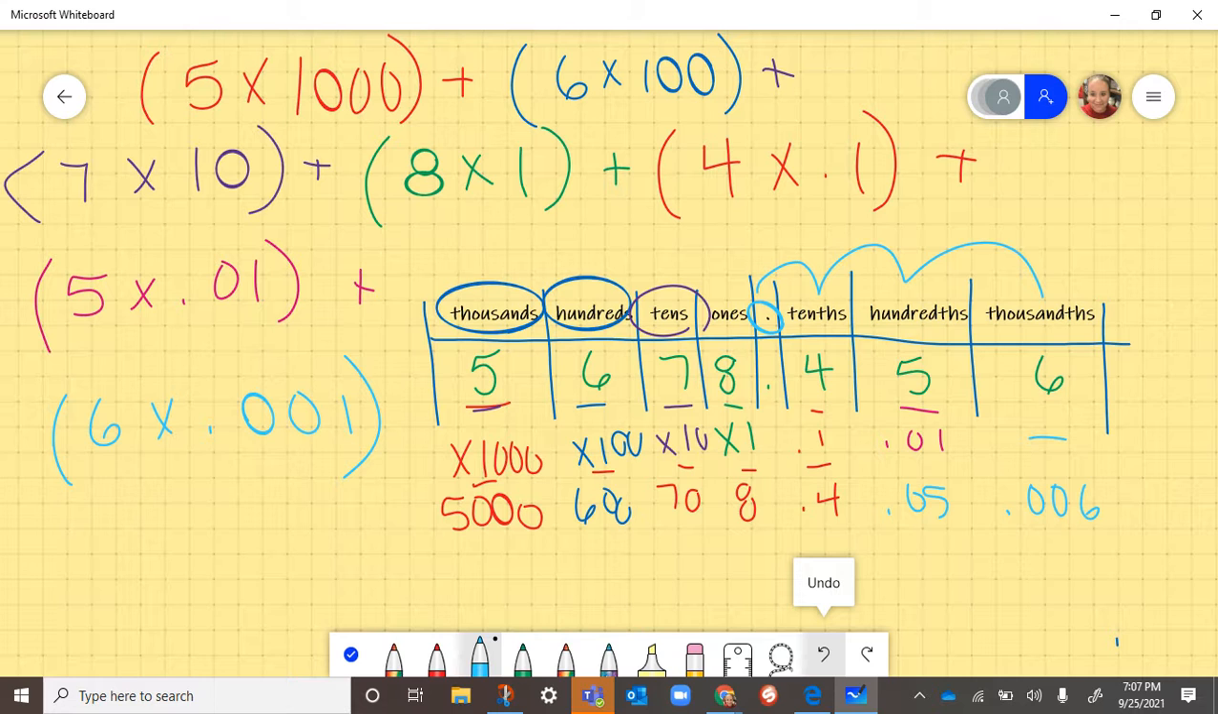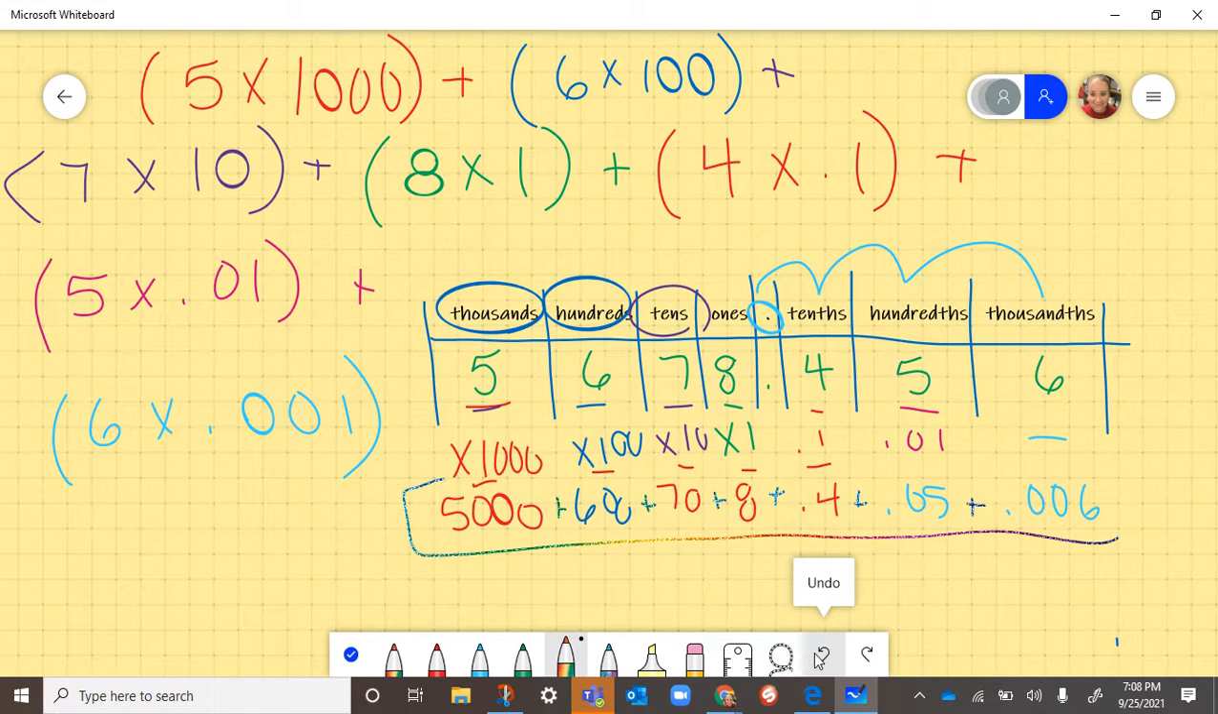And so all of these things in the parentheses, that's the expanded notation. And then what I've built down here, let me put some plus signs in between here. What I've built down here is our expanded form. So expanded form takes all of that multiplication that you did in the expanded notation, and it goes ahead and multiplies it out and gives you the value.